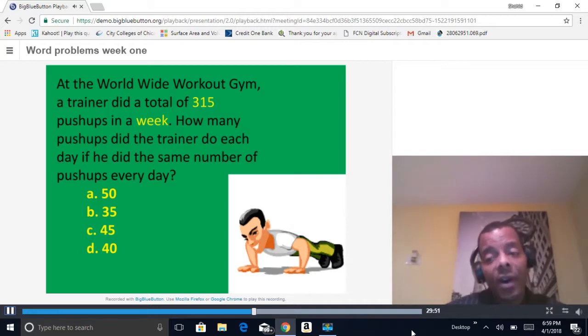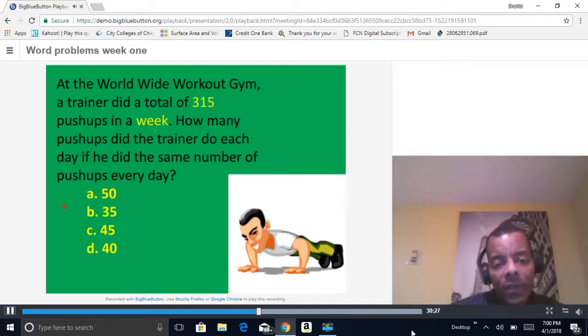Now, there are some key words to think about in this problem. One is the word each day, and also he did the same number every day. So if he did a total of 315 push-ups in a week, we want to know how many he did in each day. All right. So we're going from a larger unit of time to a smaller, which means we have to divide. We want to find out how many he did per day if he did 315 in a week.